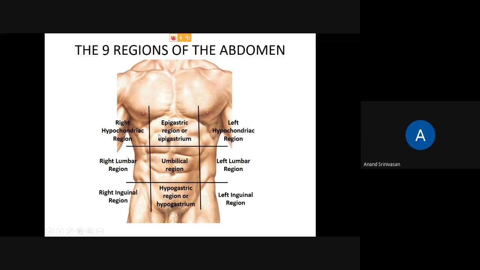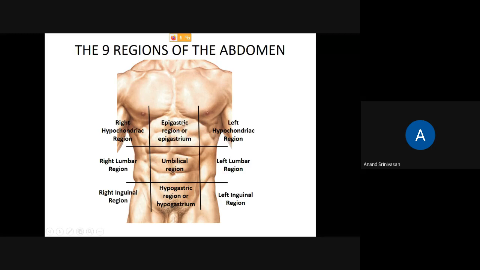Now let's see the region which is in the center first. This region is called the epigastric region. Why is it called epi? Epi means above, gastric means stomach. So it is located just above the stomach, and this region is called the epigastric region.